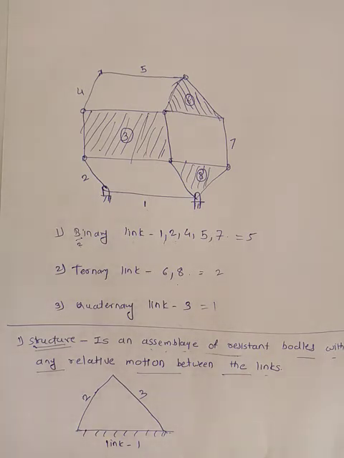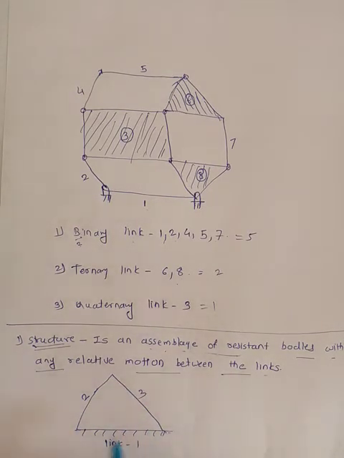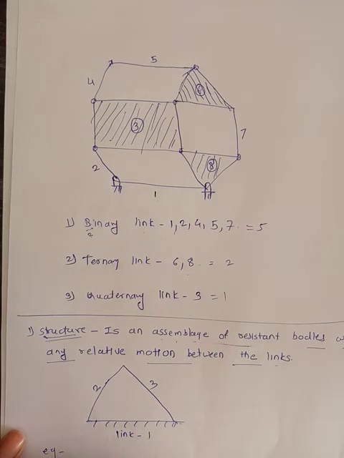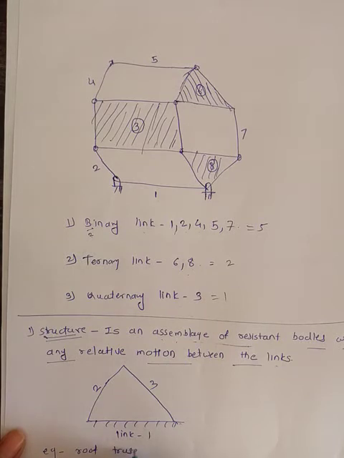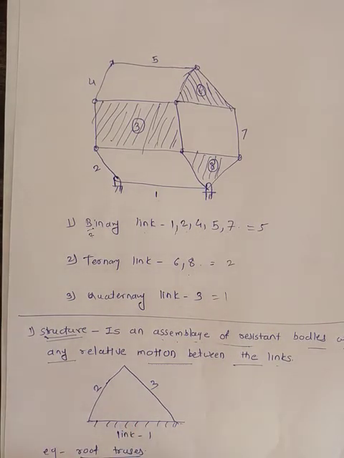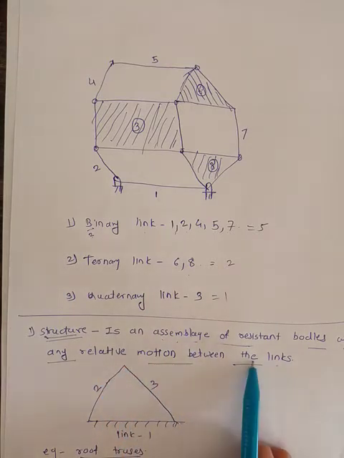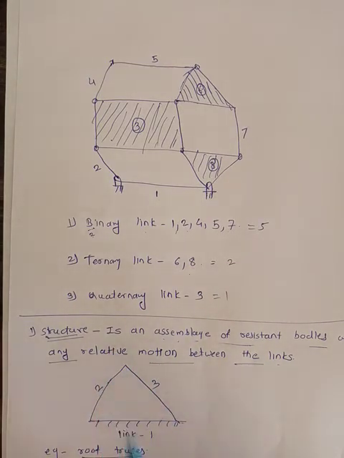It is the assembly of a number of resistant bodies connected to each other, there will be no relative motion between the links. This is called the structure. The example of this structure is roof trusses. This structure will be used as roof trusses; a structure is an assembly of resistant bodies without any relative motion between the links. These are the diagram of the structure and the example of the roof trusses.